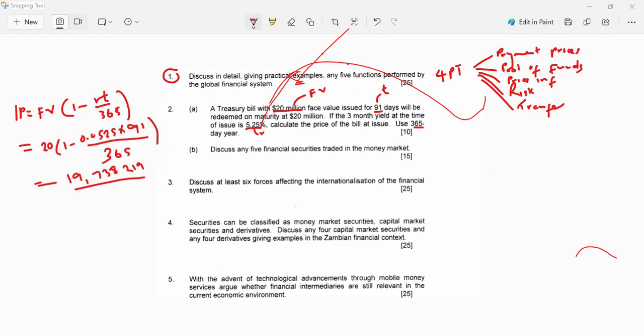So we can do another question on the treasury bills. I really need you to understand, especially treasury bills, they don't miss.